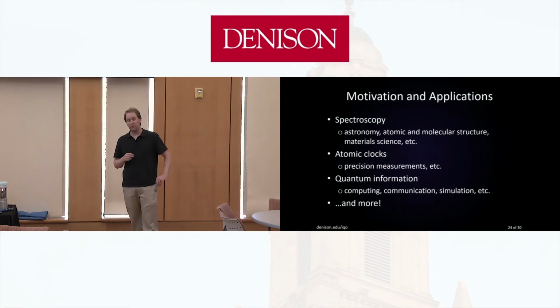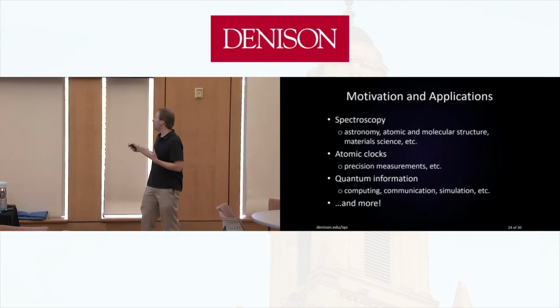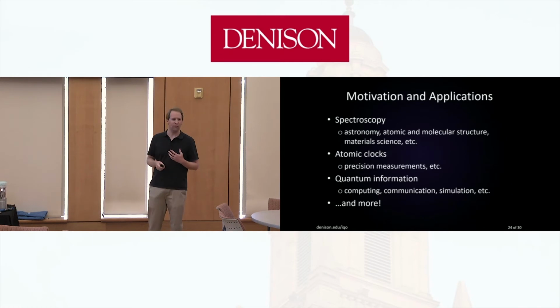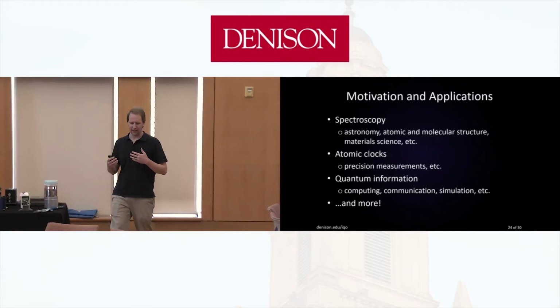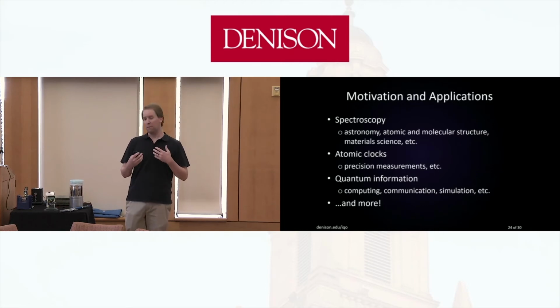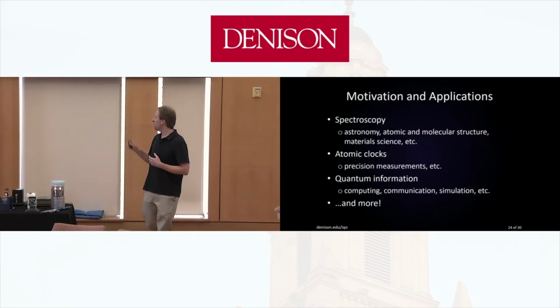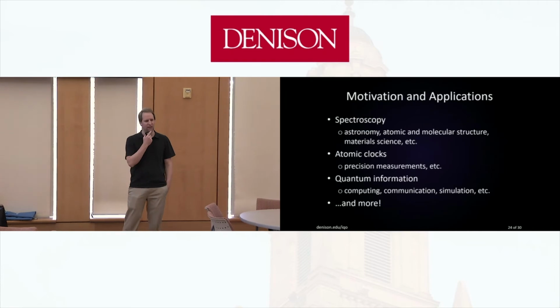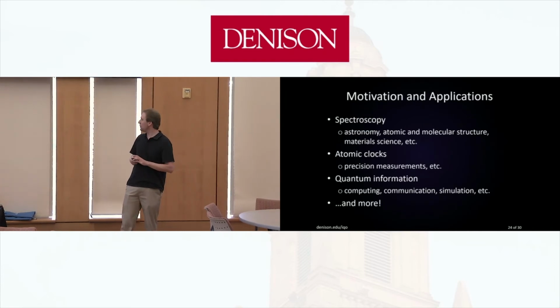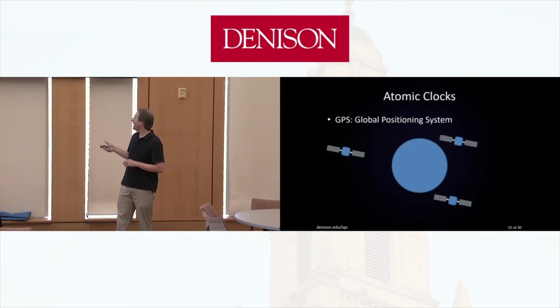Trapped atoms are also used to make the world's most precise clocks, atomic clocks. And those are used for a host of different things. There are a lot of really interesting things going on right now with precision measurements that use atomic clocks. And I'm happy to talk more about that if there are questions later. And then the other area that I want to focus on in some detail is quantum information, which is the main motivation for my research. But before I get to that, let me say one other application of atomic clocks that I am pretty sure everyone has used, and that's the Global Positioning System, or GPS.